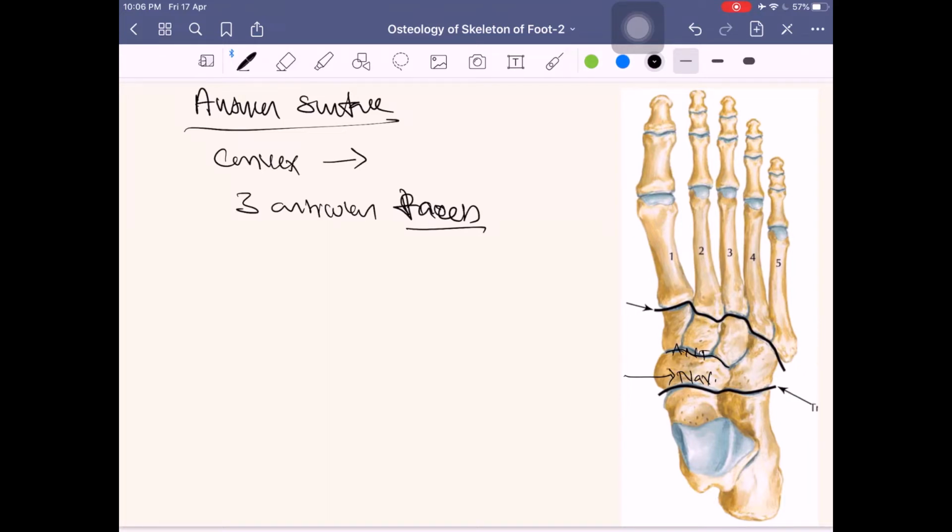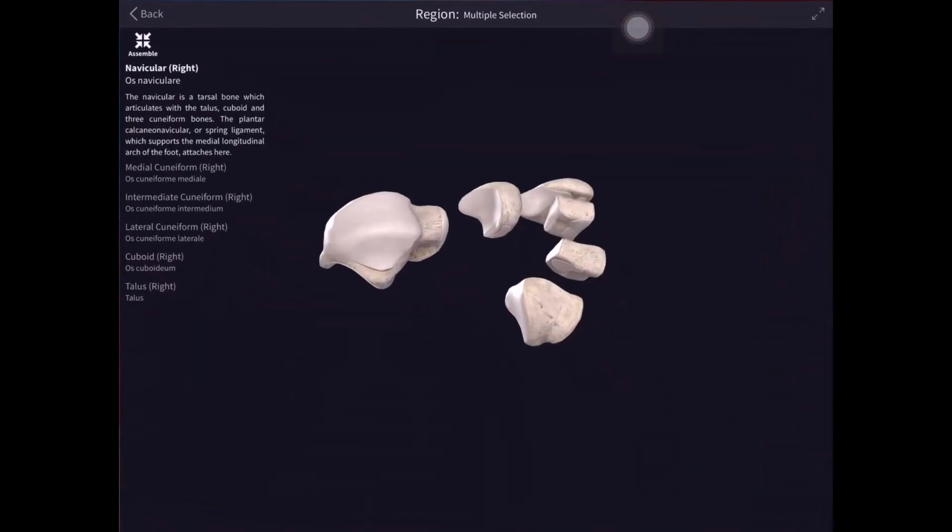So what are the 3 articular facets? These are the 3 articular facets you can see for your cuneiforms: medial cuneiform, intermediate cuneiform, and lateral cuneiform. So all these 3 cuneiforms are articulated. All the 3 cuneiforms are articulating with the navicular bone, and that's your 3 facets.